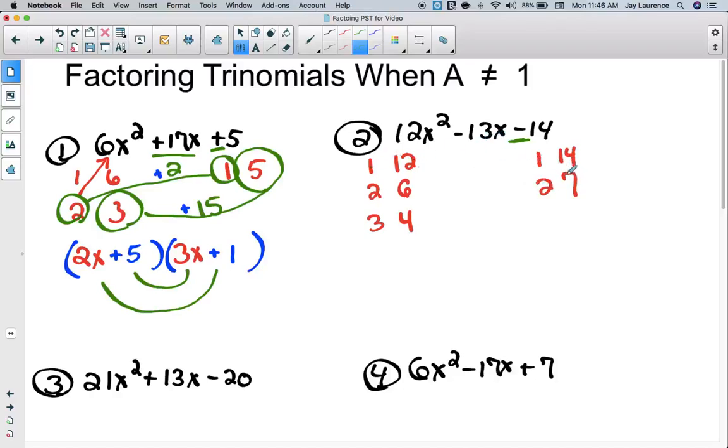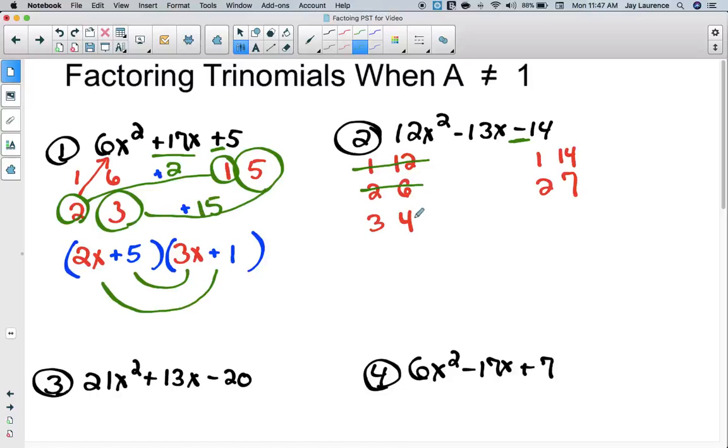12 times 7 is going to be way too big. So I'm pretty sure these aren't going to be used. Let's see, 6 times 14 is going to be a huge number. No way. Let's see here. 2 times 14 is 28 minus 6. Nope, that's not going to work. 6 times 7 is 42. Too big. 6 times 2 is 12. 2 times 7 is 14. Nope, that's not going to work. I've tried all the possibilities with those two. It's got to be 3 and 4 for the 12.